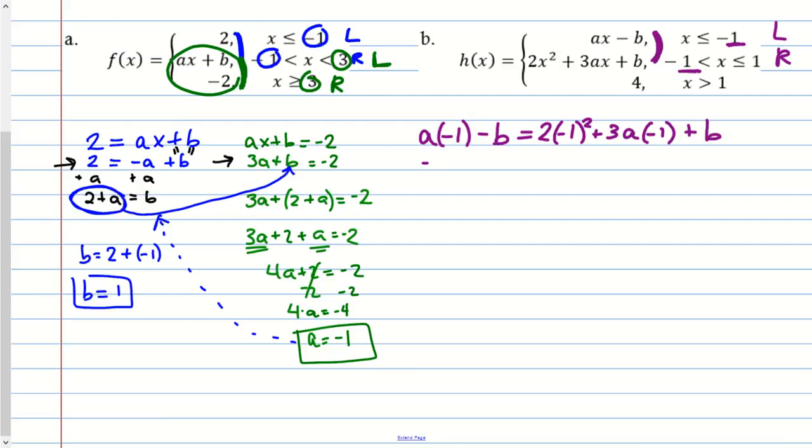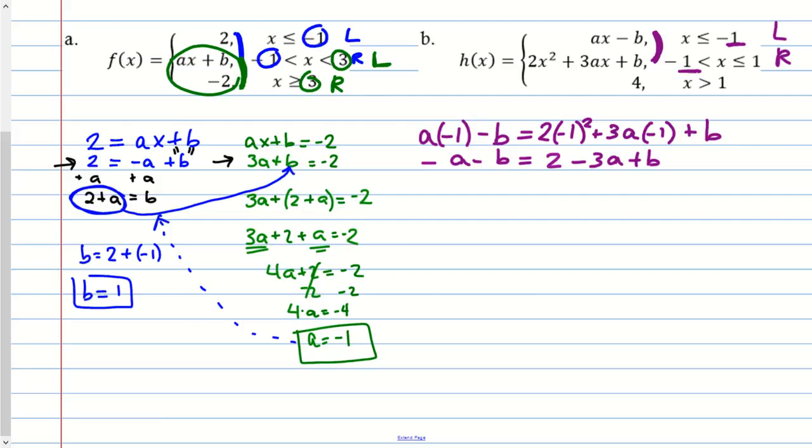So let's simplify this. I have negative a minus b equals negative 1 squared is just 1, so this is 2. And then 3 times a times negative 1 is negative 3a plus b. So there's my first equation. I cannot solve this for one variable. I can't solve this because I have two variables, two unknowns. I can solve it for a variable if I want to use substitution. But I'll do that later.